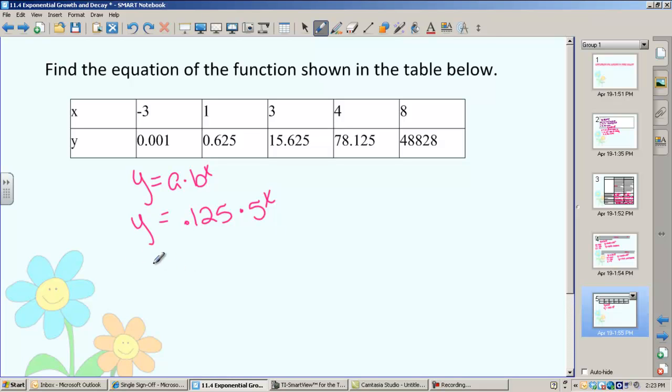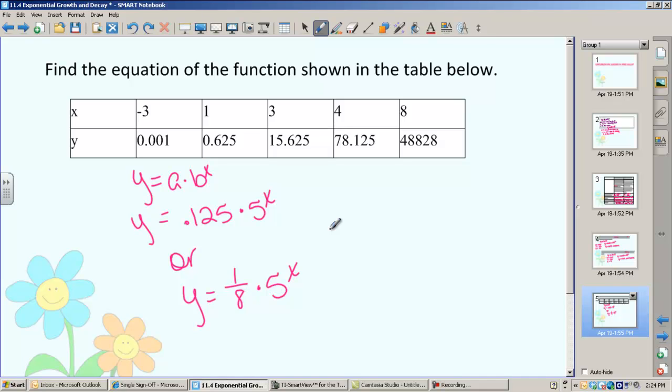Now, if you want to deal with fractions instead of decimals, 0.125 is exactly the same thing as 1/8 times 5 to the x power. They're the same thing. It doesn't matter which one you write, but that is going to be the function for that stuff shown in the table. And if you were to plot the points on any graph and then draw this function on top of it, they would match. That's what it would look like.